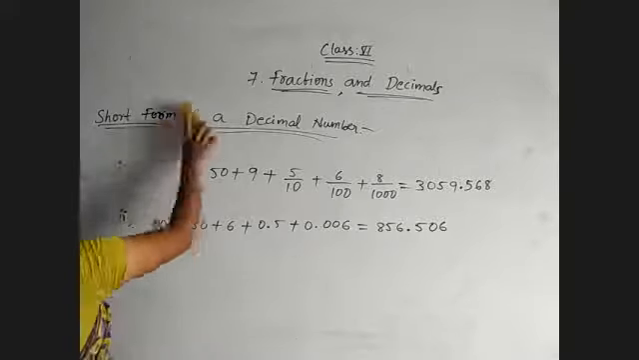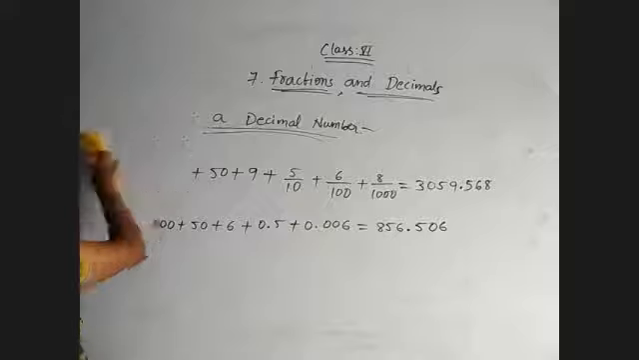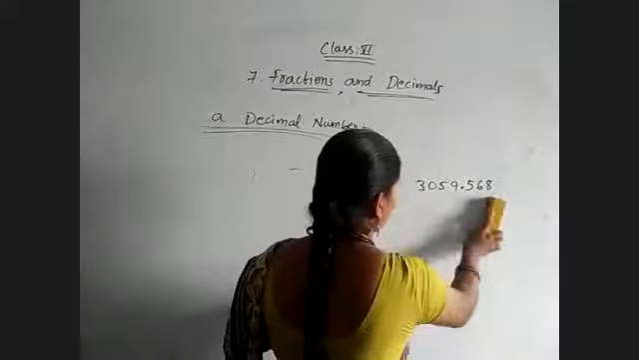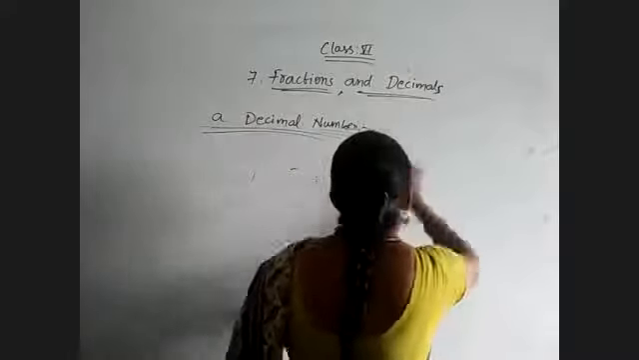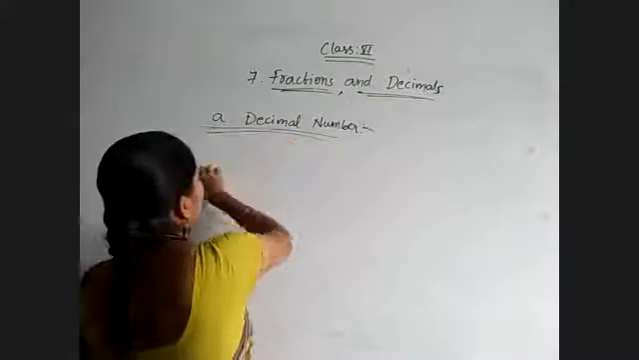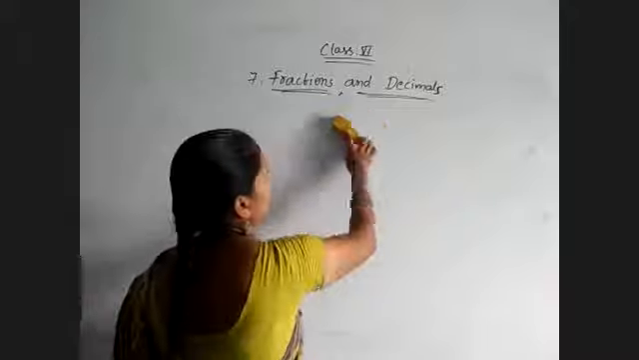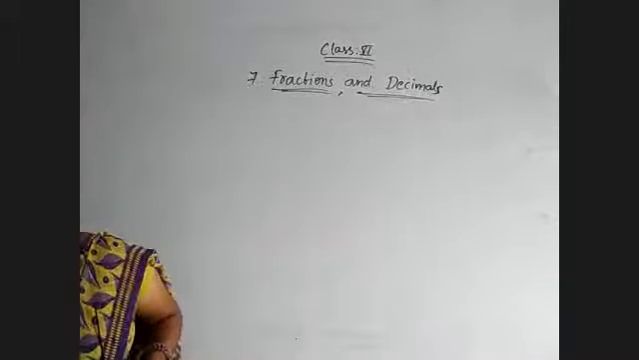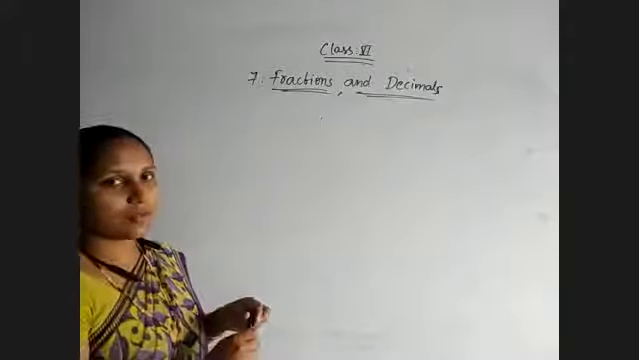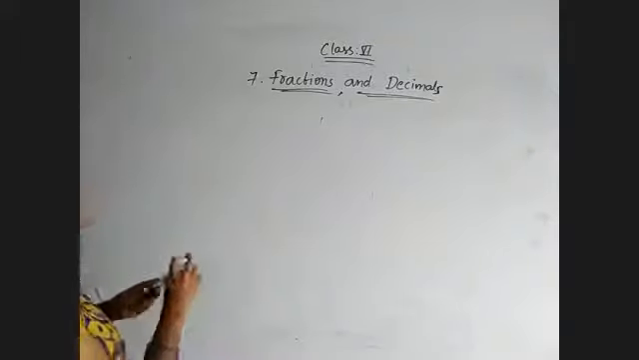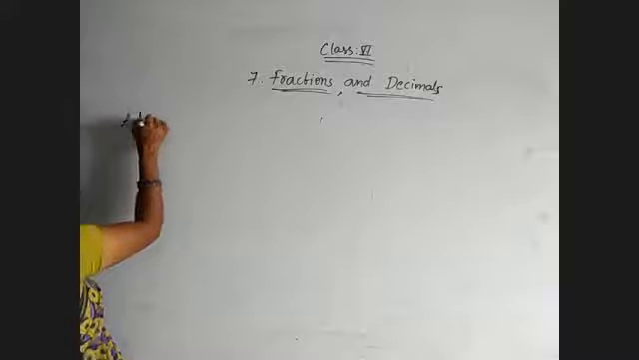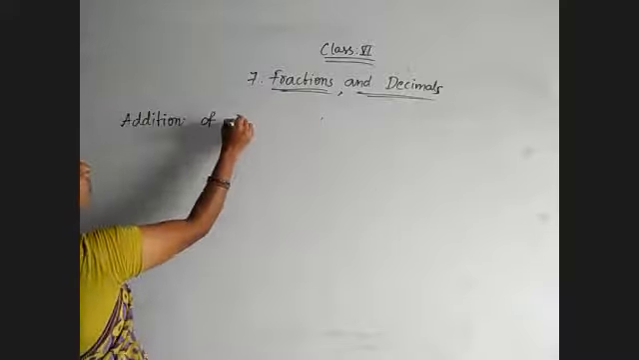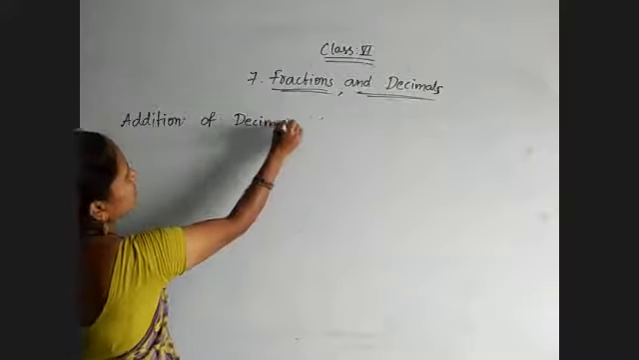Now coming to the addition of decimal numbers as well as subtraction also. So when you are adding decimal numbers, there is no problem whether those are like or unlike. But whenever you are going for subtraction, compulsorily you must convert them into like decimals. Okay. Now we will see with an example how we can add the decimal numbers. Addition of decimal numbers.